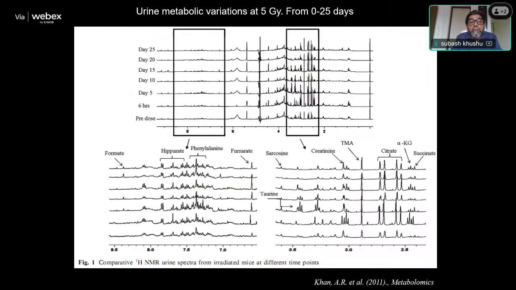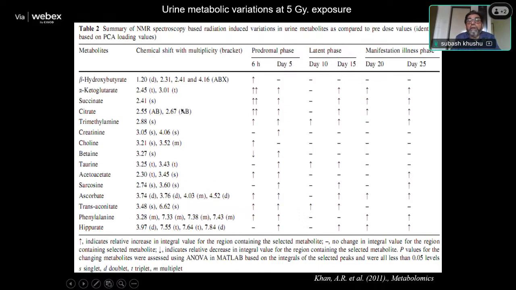So similarly, we also exposed the animals to only 5 gray, and then monitored them over a longer period of time. We did pre-exposure 6 hours, 5 days, 10 days, 15 days, 20 days, and 25 days, and took the urine samples. These are the spectra shown here at different time points, and these are the metabolic peaks which are seen.